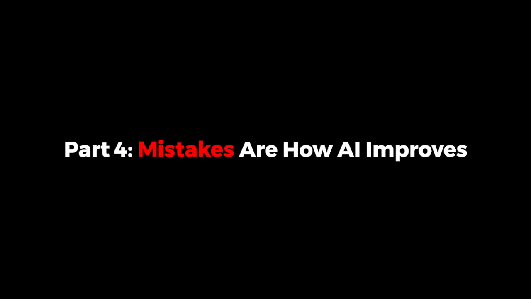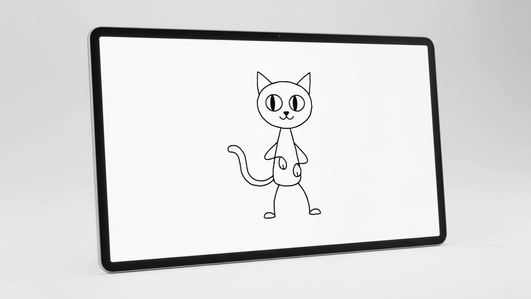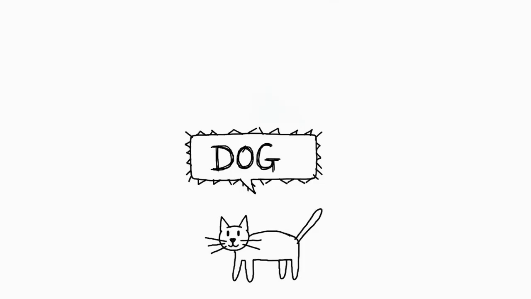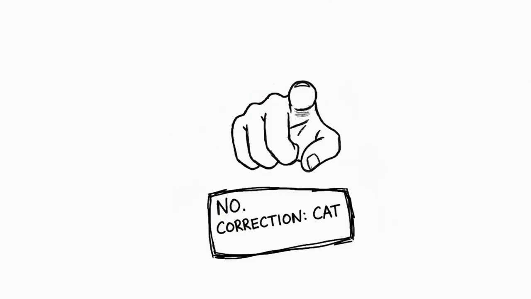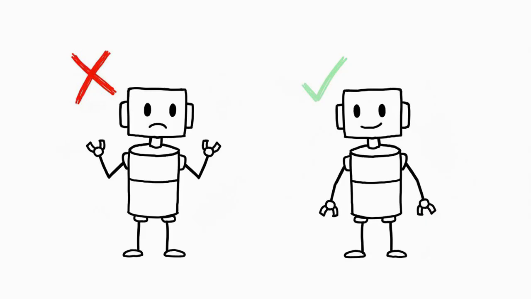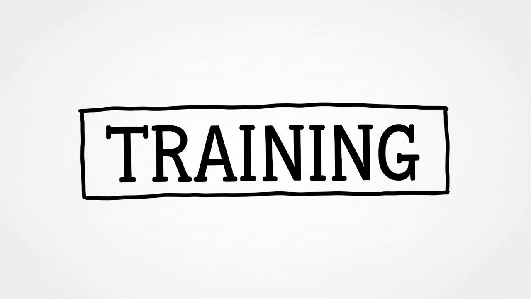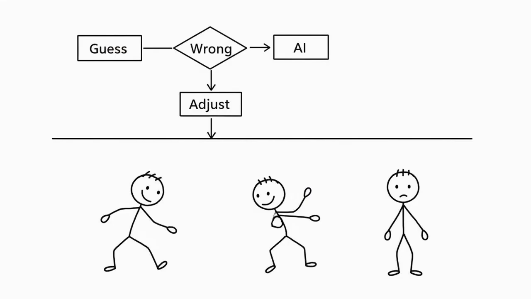Part 4. Mistakes are how AI improves. Now here is the most important part. AI learns by making mistakes. Let's say you show AI a picture. AI says, this is a dog, but it is actually a cat. So you correct it. You say, no, this is a cat. The AI changes itself a tiny bit. Next time, it is slightly better. This happens again and again and again, millions of times. This process is called training. But you don't need to remember the word. Just remember this. AI learns by guessing, being wrong, and adjusting, exactly like a child.